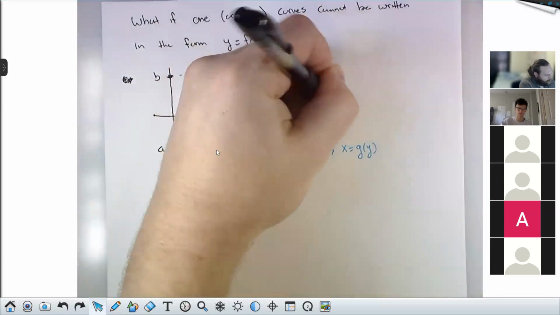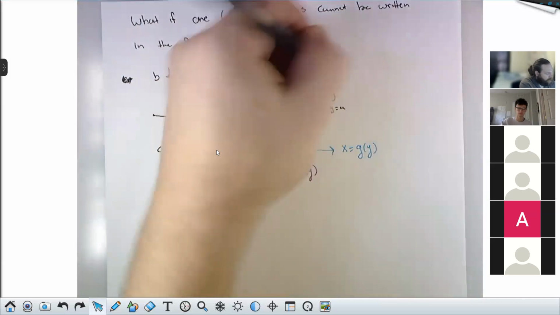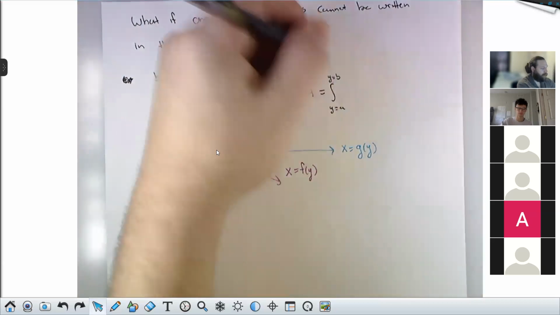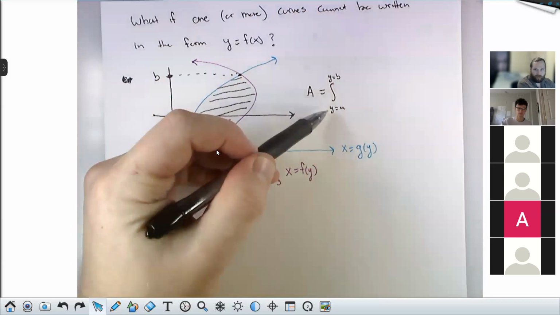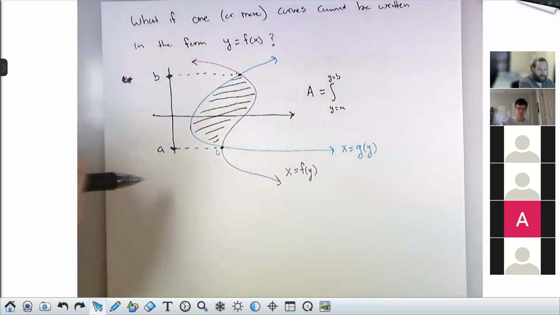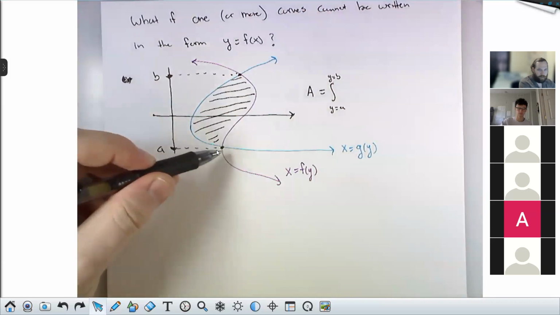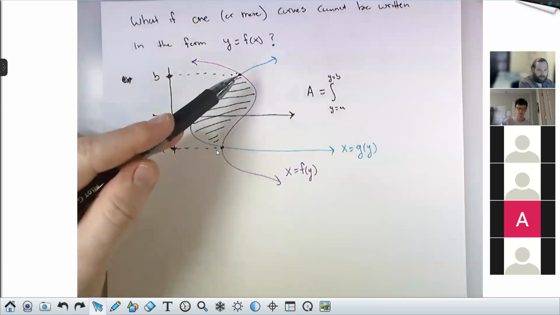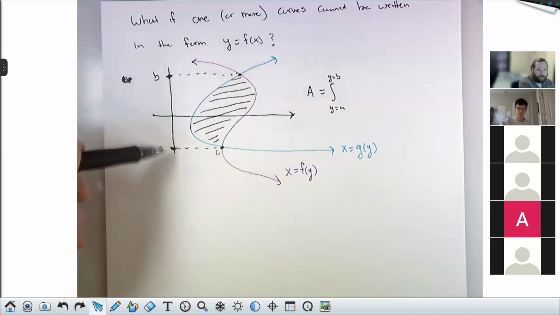So this would be the integral from y equals a to y equals b. And I'm writing the y equals just to emphasize that a and b here are y values, not x values. I don't care what the x value of this point is. I don't care what the x value of this point is. I need the y values.